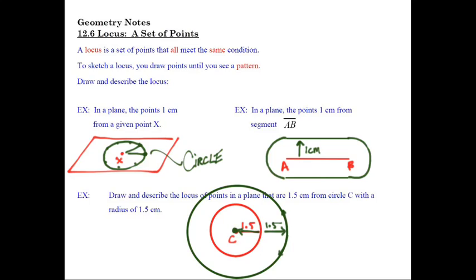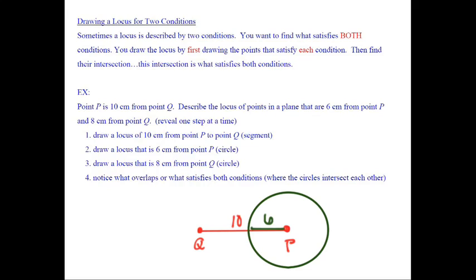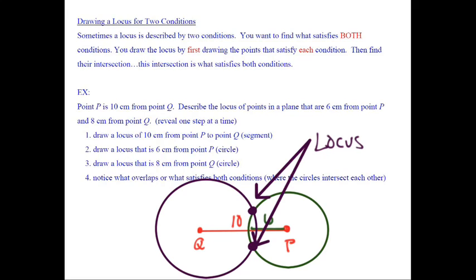All right. Sometimes we have two or more conditions that are being met, and we just overlap all of them and see which points satisfy everything. So I have a point Q, and then I have point P, and they're 10 units apart. And then I want to know everything that's 6 away from P, so that looks like that. And then everything that's 8 away from Q, that looks like that. And where all those conditions are satisfied are going to be those 2 points. So that's going to be my locus of points that are 6 away from P and also 8 away from Q, which gives me the 2 points in my locus.